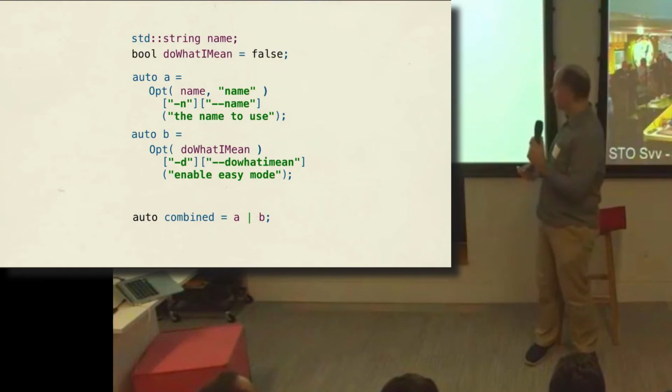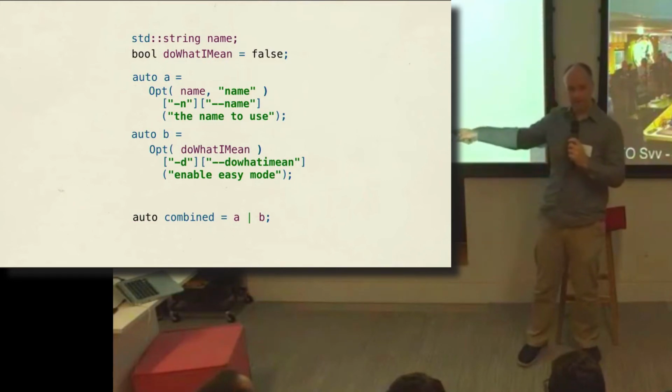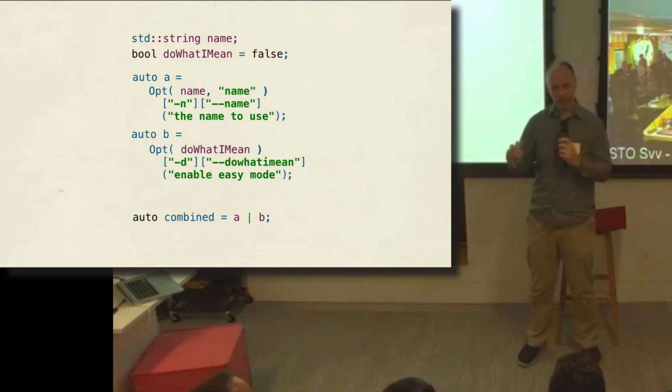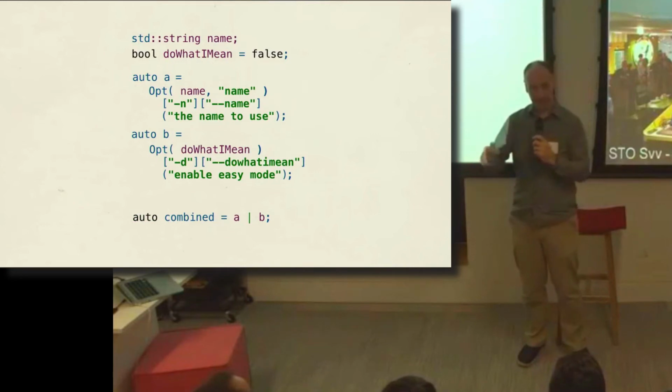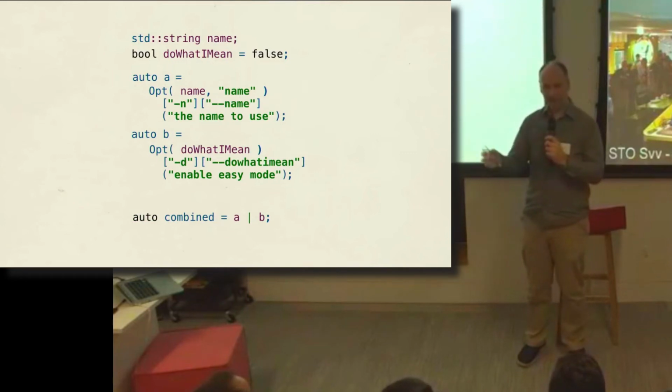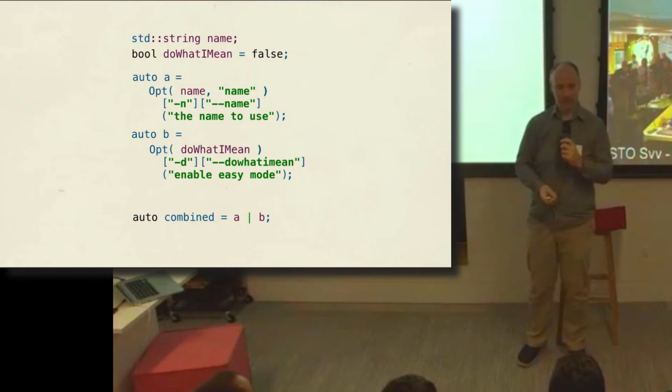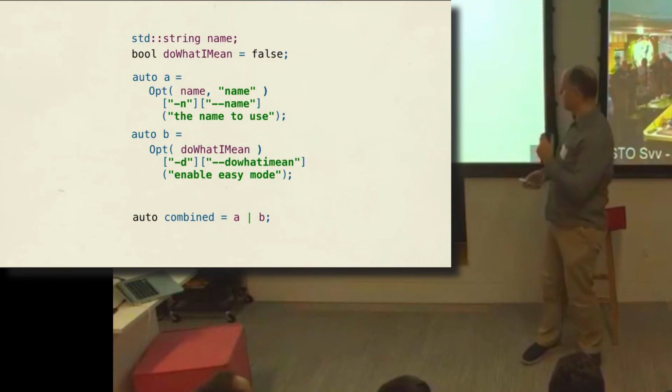When you combine them using this operator, what it would do is, if there were no errors, it would just forward the remaining tokens onto the next option. If there were errors, it would short circuit and give you back the error. And that's all there is to it. That's how you compose them together.